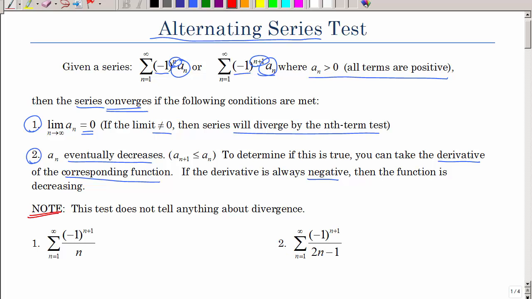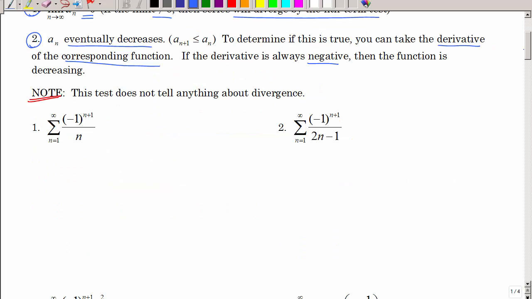Another big note, this test does not tell you anything about divergence. It just tells you if the series converges. So let's look at these problems. First of all, I know they're alternating series because of the -1 raised to a power, so I can apply the alternating series test.